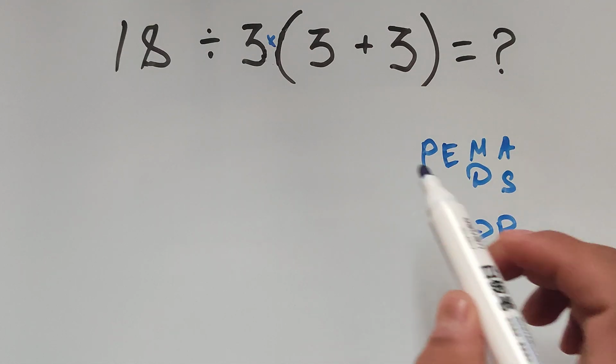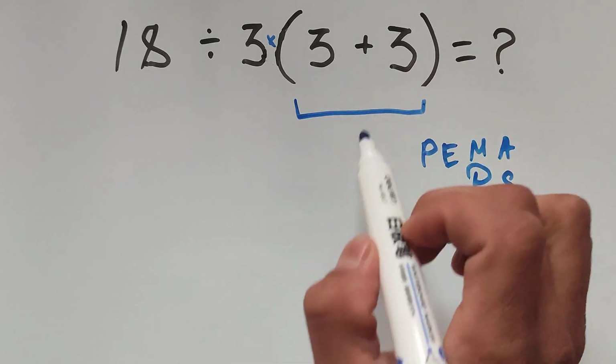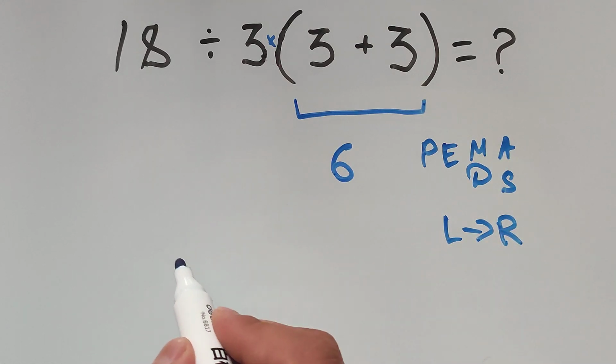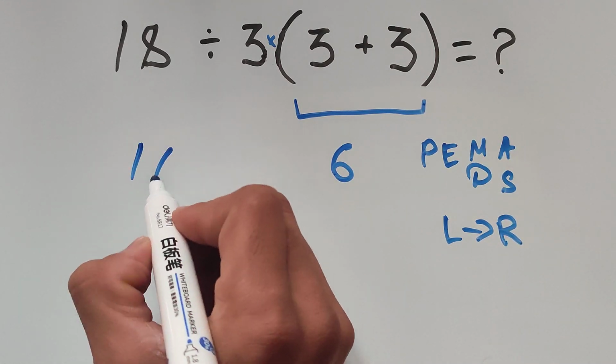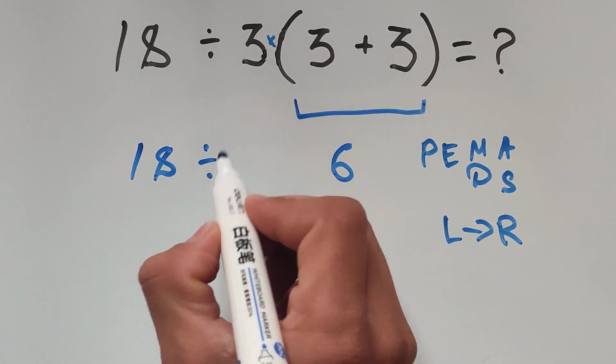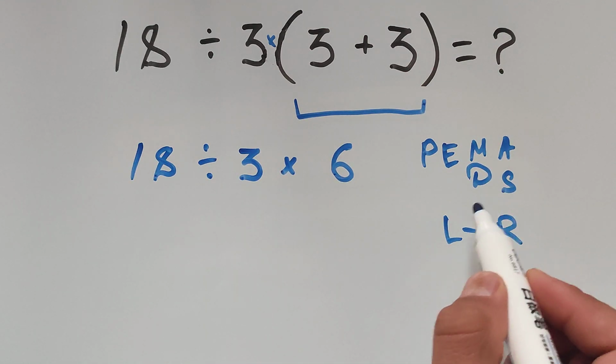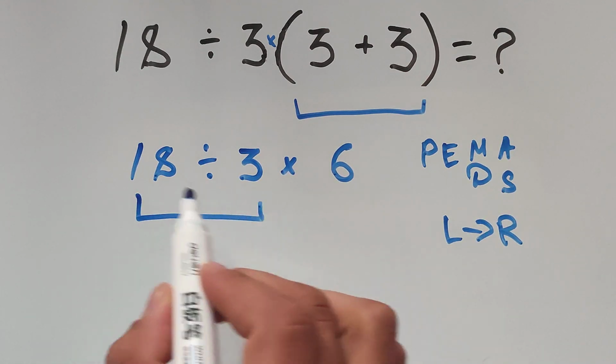According to this rule, first we have to work this. 3 plus 3 equals 6, and we have to copy the rest part of the problem. 18 divided by 3 multiplied by 6. According to this rule, first we have to work this.